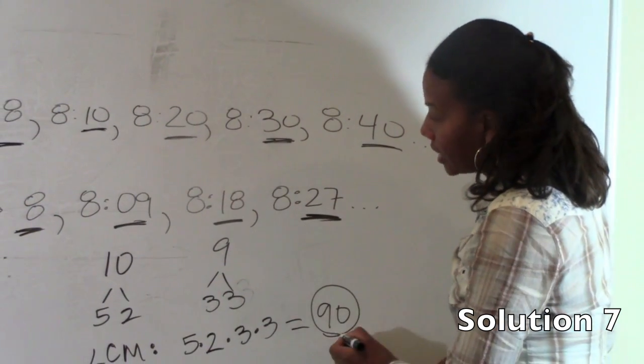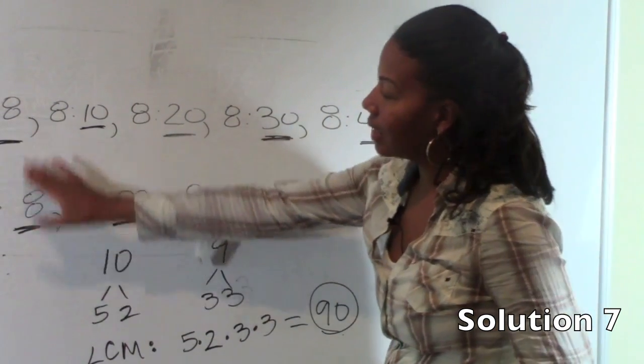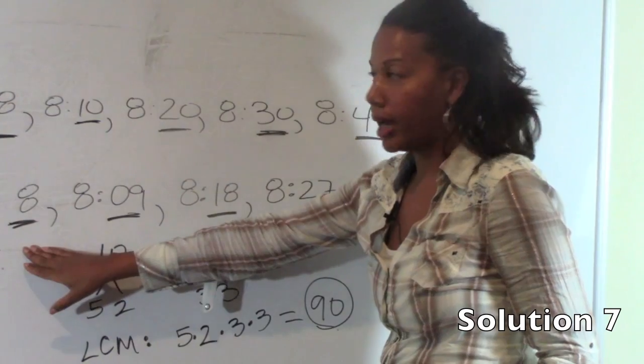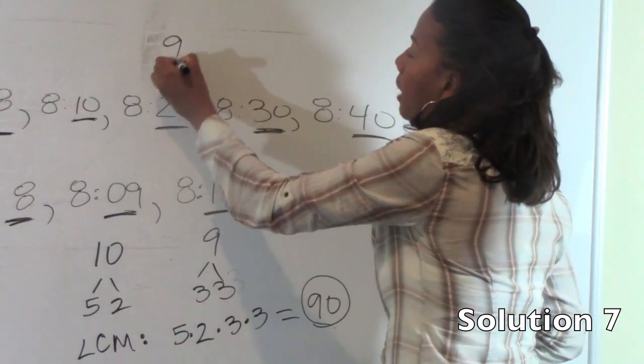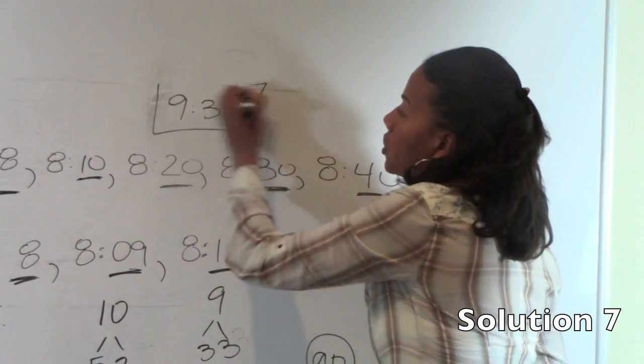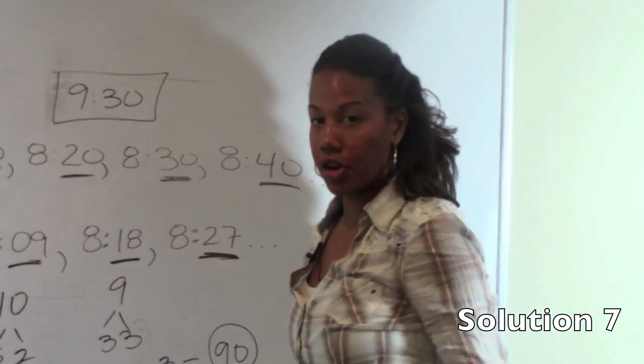So 90 minutes after 8 o'clock, when Larry's alarm goes off for the first time, Leo and Larry's alarms will go off simultaneously. Okay? So the answer is 9:30, 90 minutes after 8 o'clock.